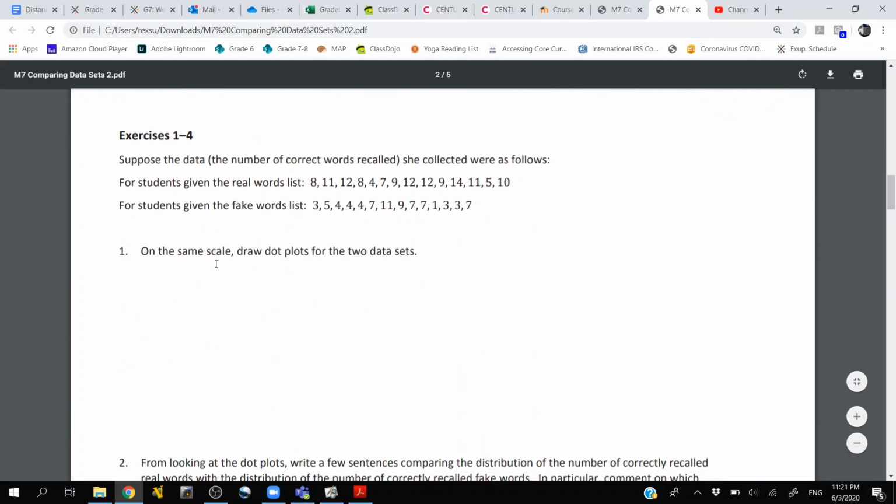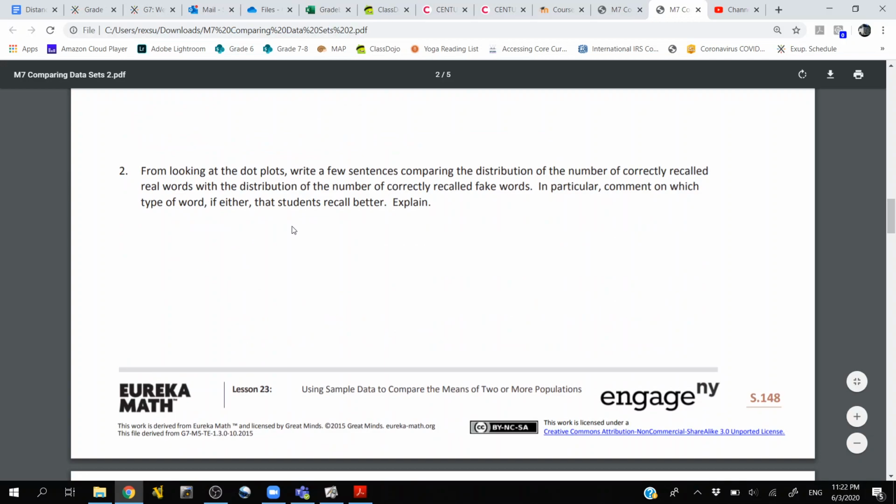So good. On the same scale, draw dot plots for the two data sets. So just draw 2 dot plots here and then plot the real and fake words. Looking at the dot plots, write a few sentences comparing the distribution of the number of correctly recalled real words versus fake words. So just in your words, describe the two distributions. In particular, comment on which type of word, if either, students recall better.